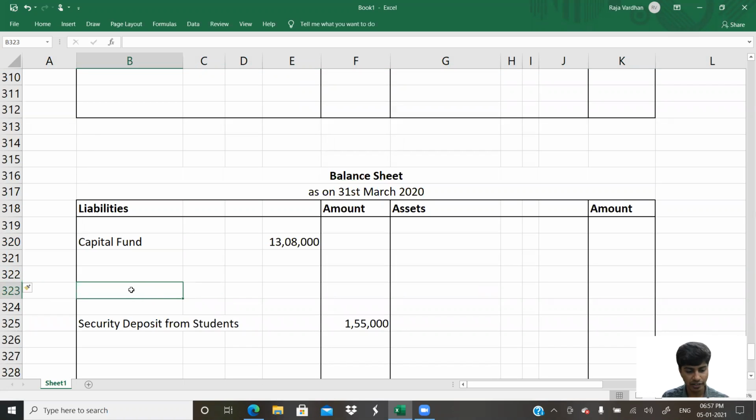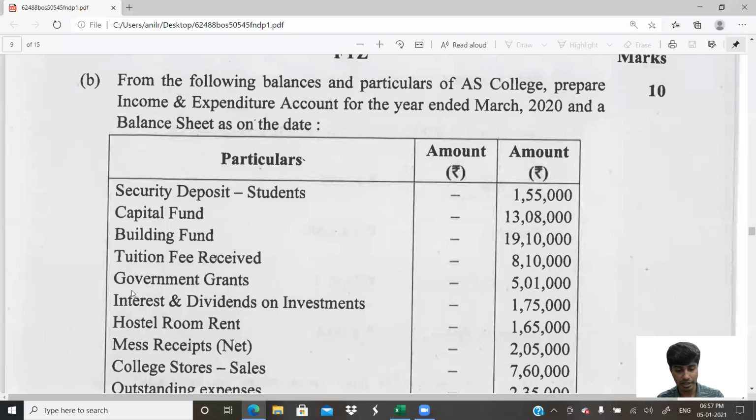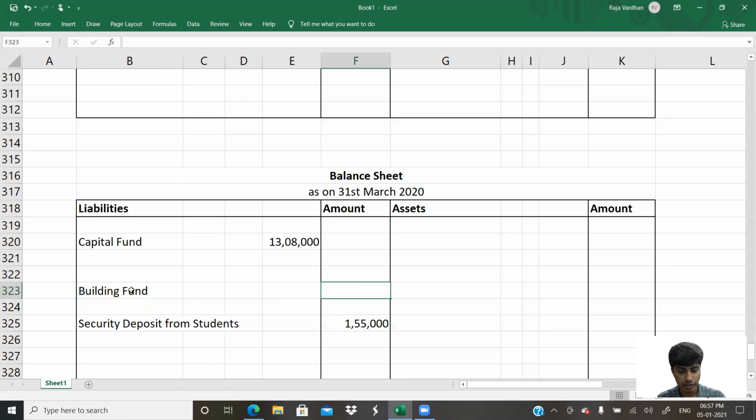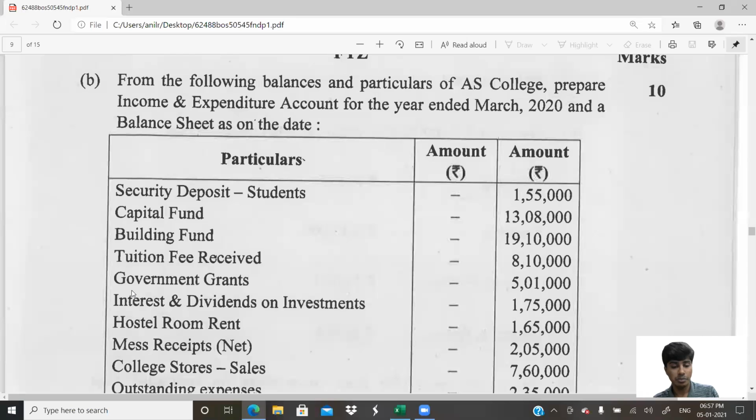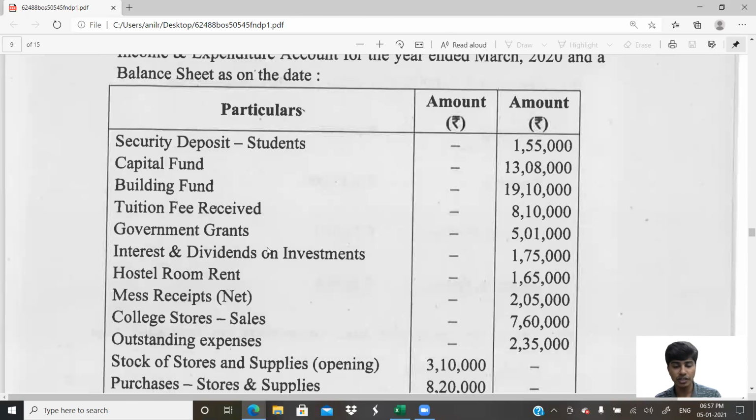Next, I have building fund. So I'll write building fund. Building fund is again a liability. Building is an asset. The fund raised for the building is a liability. How much? 19,10,000. I'll write here 19,10,000. Perfect.